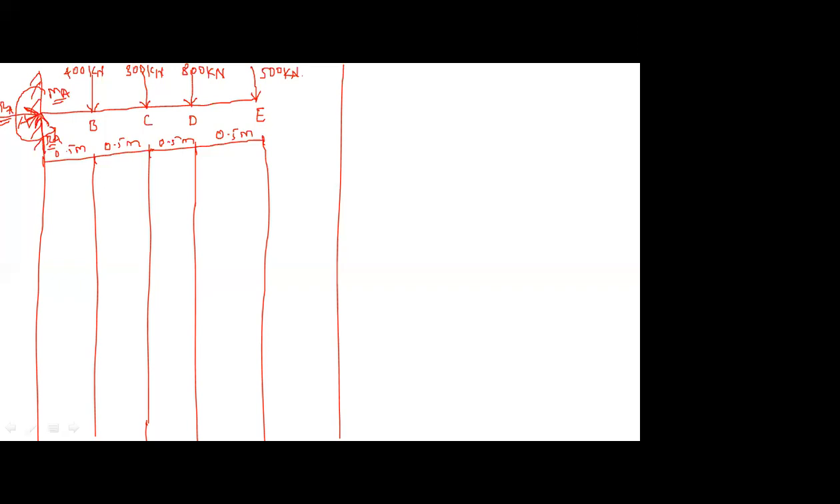5 forces. How? Because the beam is subjected to the 4 point loads: 1 point load at point B, then at point C, at point D, and at point E. These are the original point loads.